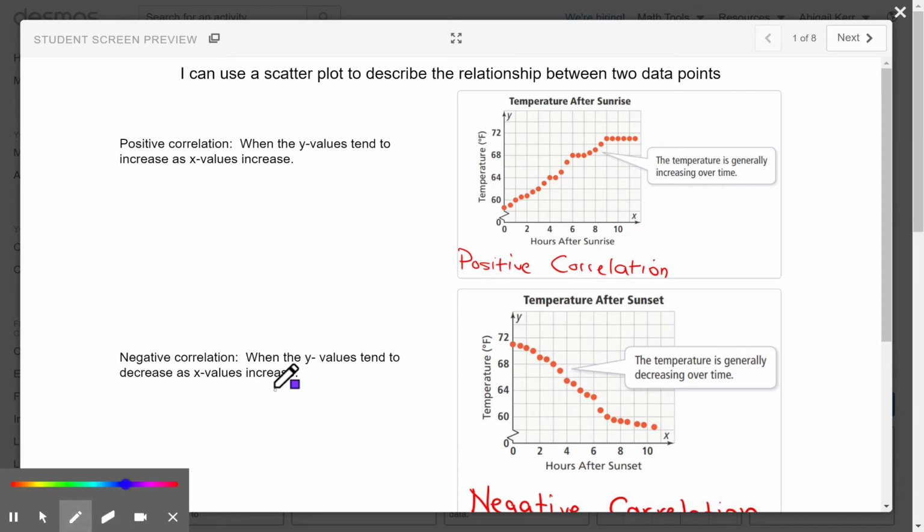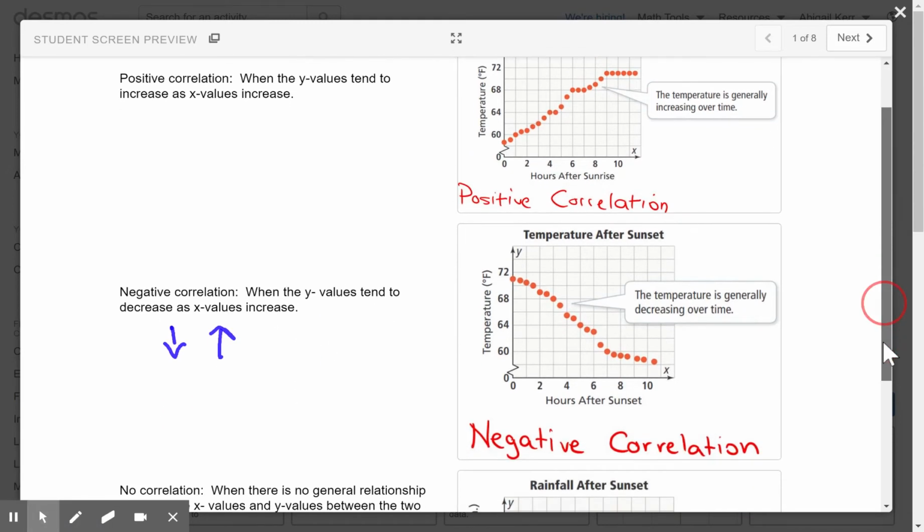Now, a negative correlation, on the other hand, is when the y values tend to decrease as the x values increase. And this is just one type of example. Think of the hours after a sunset. The sunset happens at, let's say, 6 o'clock at night. It's 50 degrees, and then at 7 o'clock, it's now 57. At 8 o'clock, it's 52.